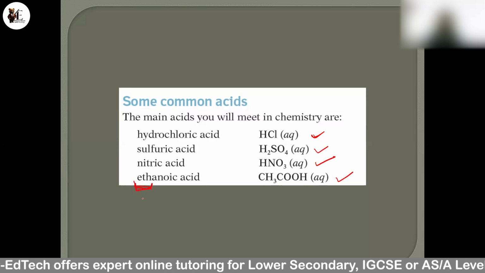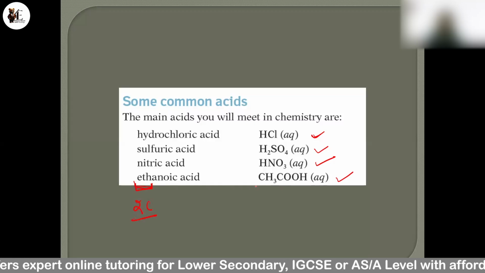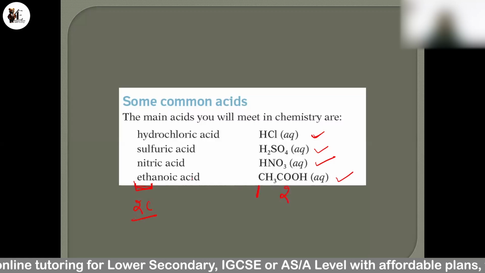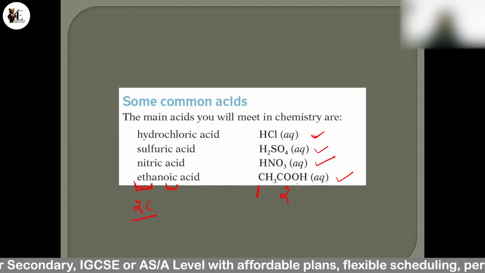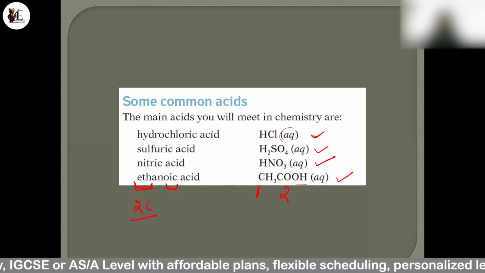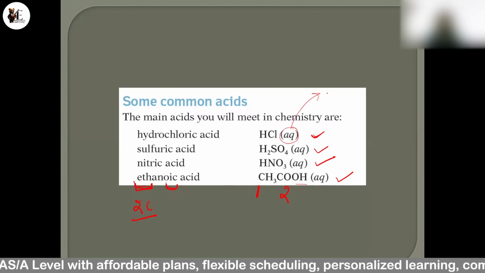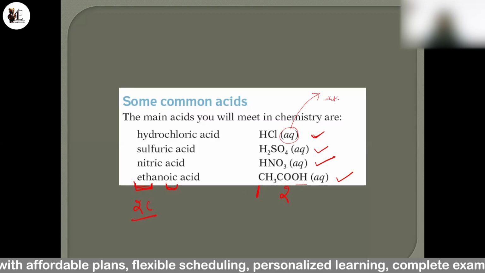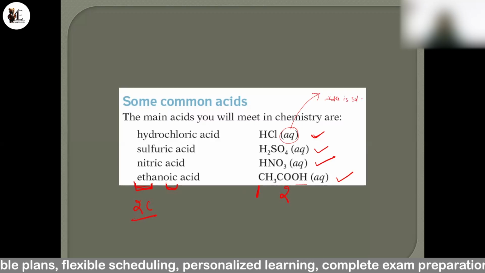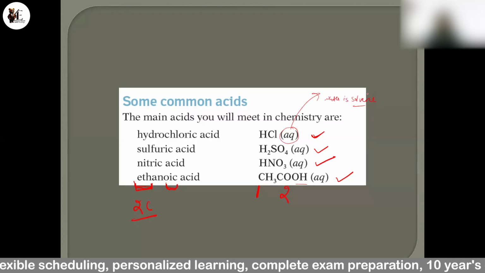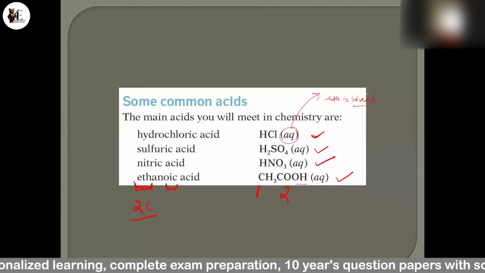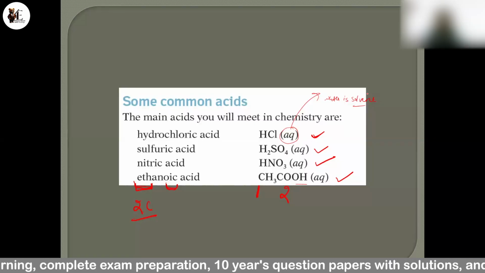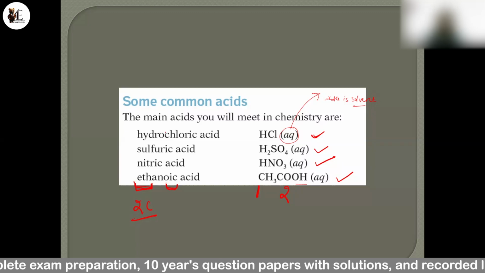And you know, we have studied organic chemistry. Eth means two carbon atoms. One is this and second is this. And oic acid means carboxylic acid, whose functional group is COOH. This aqueous means that it is dissolved in water, where water is the solvent. So you should know the formulas of all these acids. Where hydrochloric acid, sulfuric acid, and nitric acid are strong, and ethanoic acid is a weak acid.